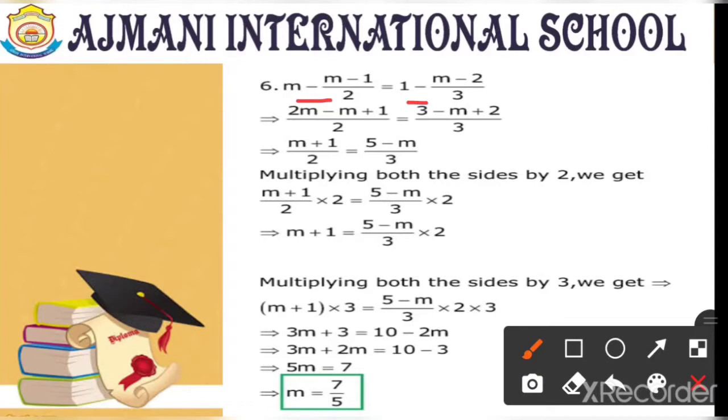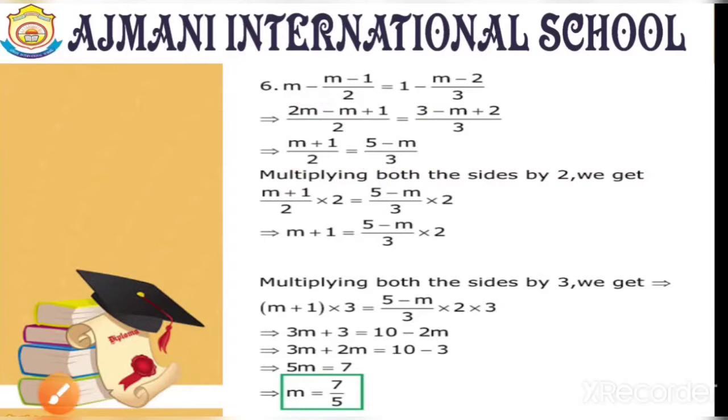So you got m plus 1 by 2 is equal to 5 minus m by 3. When you will solve them, you would get 3m plus 3 is equal to 10 minus 2m. After keeping the variables and constants separately, you would get 5m is equal to 7, or the value of m is equal to 7 by 5. I hope you understood. Moving to the next part.